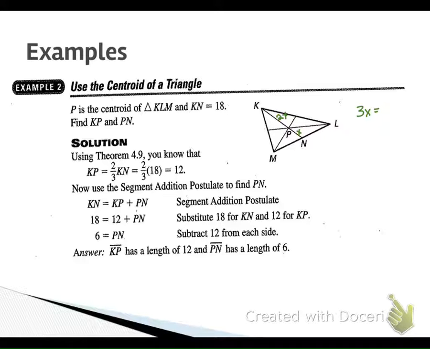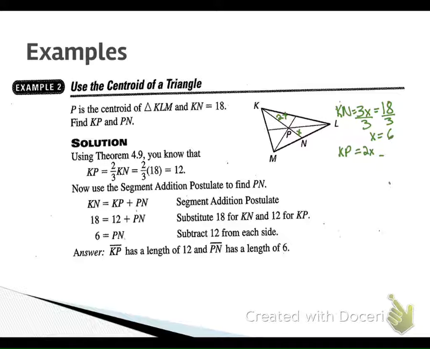It's going to be 18, right? So we see the whole length of KN is 18. So we take KN. We know it is 3x, which is going to be 18. We want to solve for x. I'm going to divide over by 3. X equals what? 6. So we know that KP, we assigned a value of 2x.